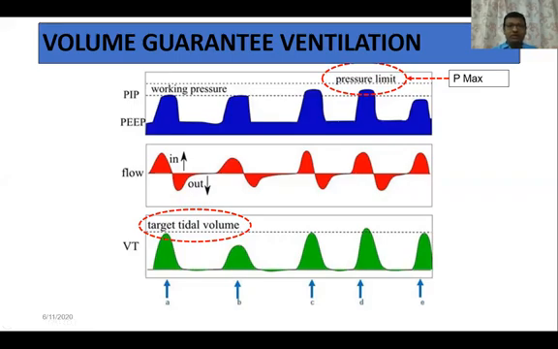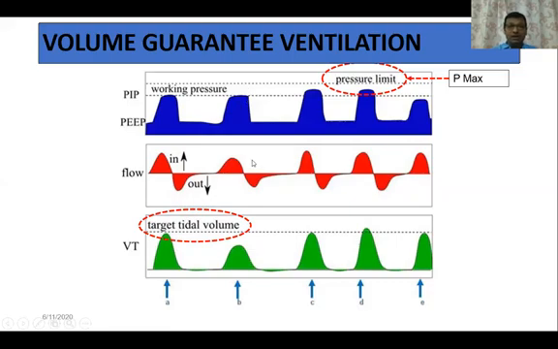So what I mean by volume guarantee ventilation is that the ventilator will deliver PIP based on the exhaled tidal volume of the previous breath, so that the desired tidal volume will be delivered in the next breath. Just look at the first breath, breath A. You can see the target tidal volume is achieved with the working PIP. Now look at the next breath.